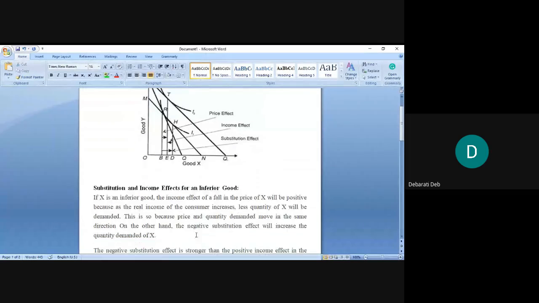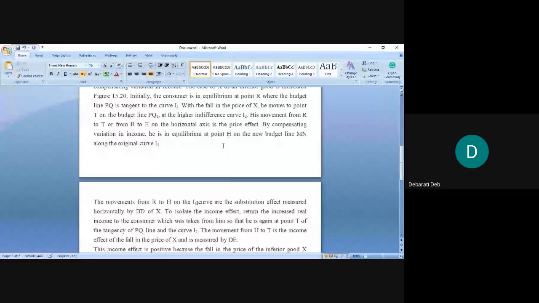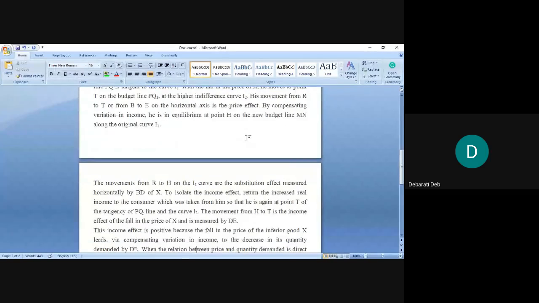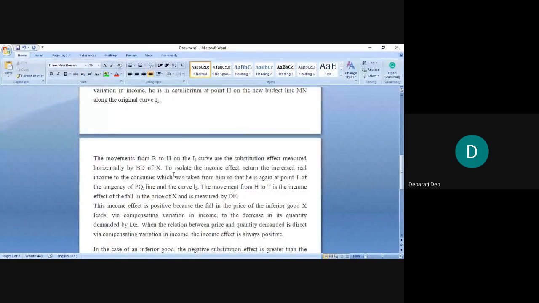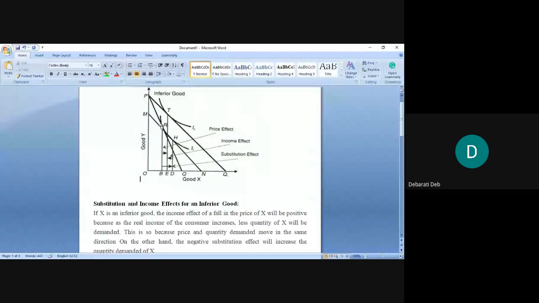Okay, now that we have drawn till here, let's see what happens. Now he is in equilibrium at point H on the new budget line MN along the original curve I1. He is back on the original curve I1 and is now in equilibrium at the point H. The movement from R to H on the indifference curve I1 is the substitution effect, measured horizontally by BD of X. So now the movement from R to H, simply this movement from R to H.